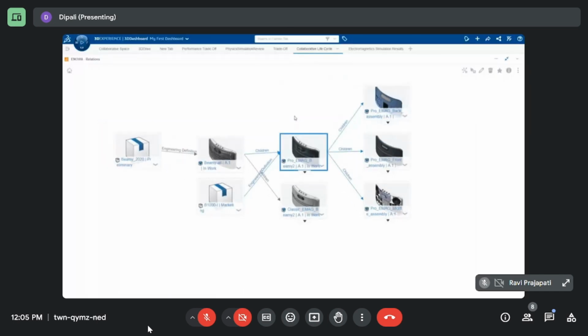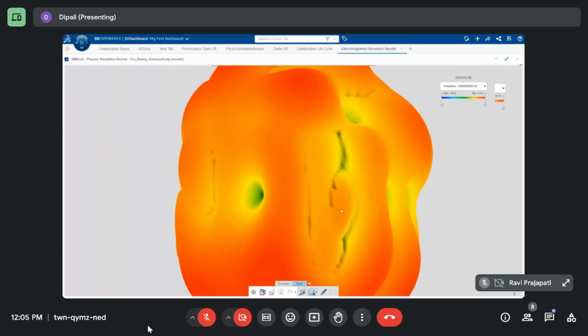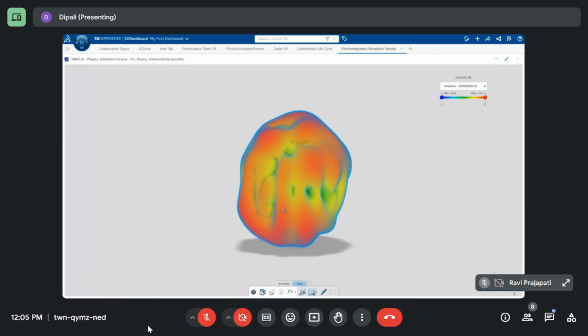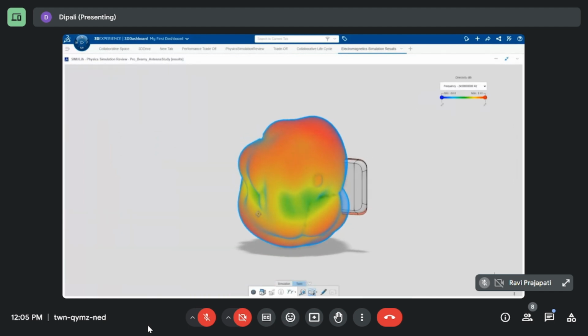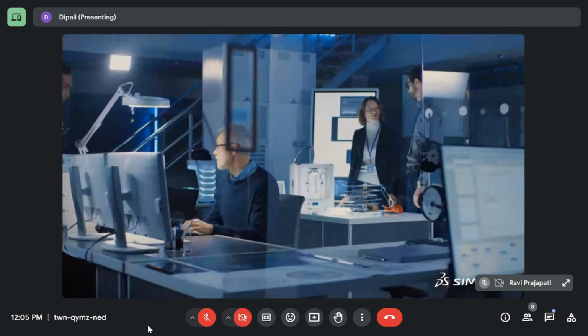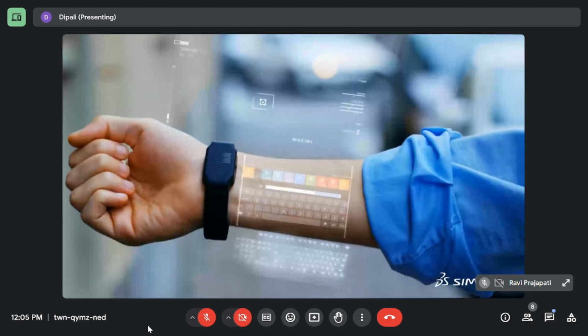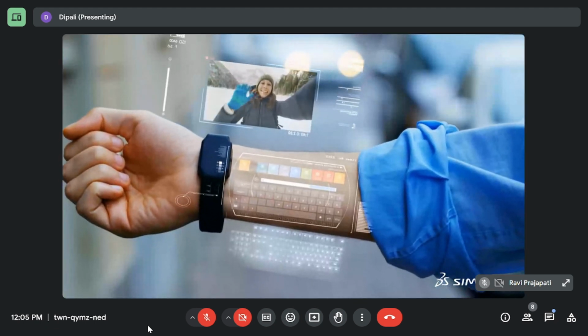SIMULIA's electromagnetics engineer role facilitates efficient and smooth end-to-end processes, from conceptualization to design, simulation, engineering, and finally delivery to market. With Dassault Systèmes solutions, you can streamline your design and simulation process today to produce the electronic devices of tomorrow.